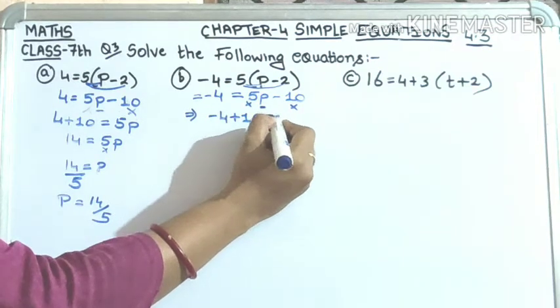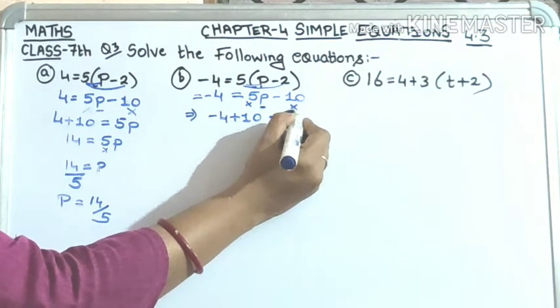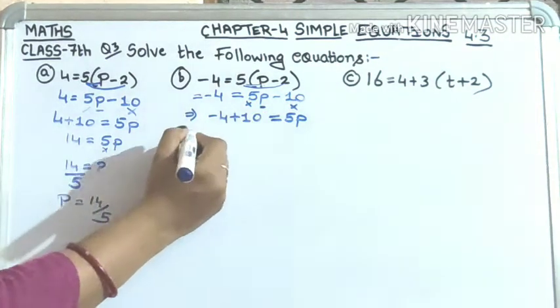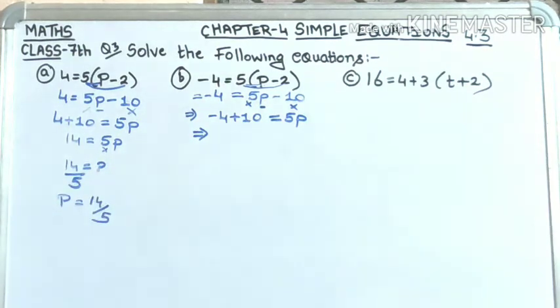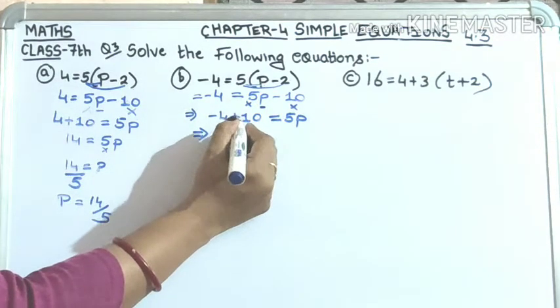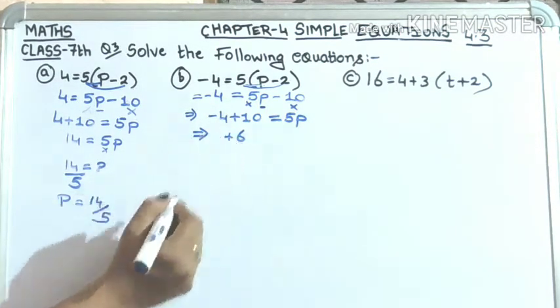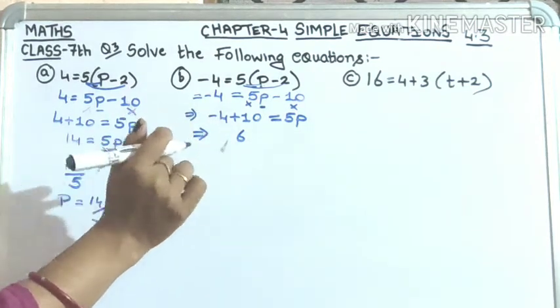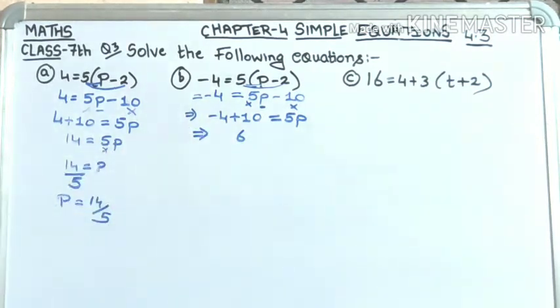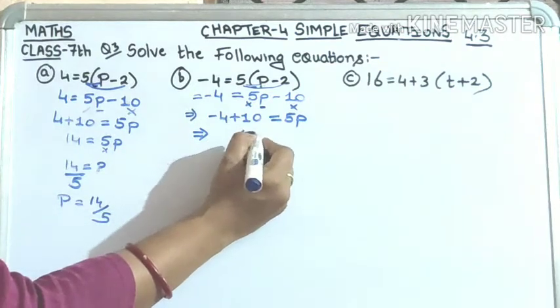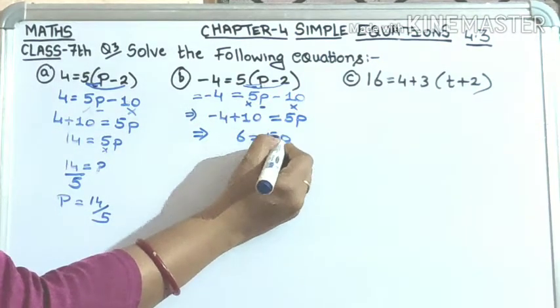Okay, and equal to 5p will be written as it is. Now minus 4 and plus 10: plus minus minus, so subtract 10 and 4, that gives 6, and the greater number has the plus sign, so it will be plus 6. Or we can write it as 6 only. It means the 6 is positive, equal to 5p.